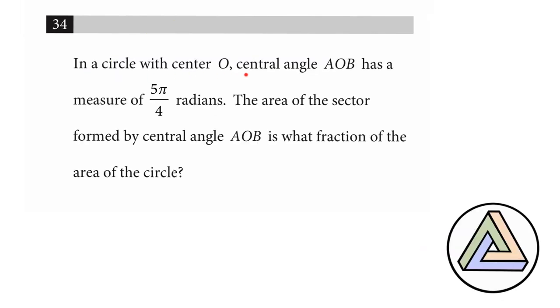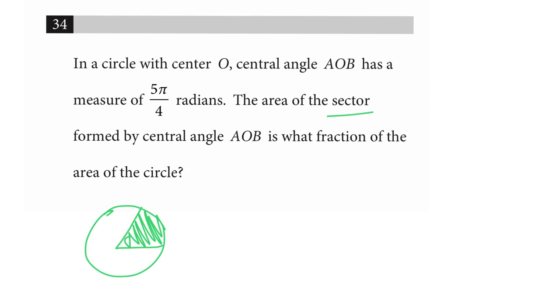In a circle with center O, central angle AOB has a measure of 5 pi over 4 radians. The area of the sector formed by the central angle is what fraction of the area of the circle? Well, okay, sector. What is a sector? A sector is basically this pizza pie slice right here. Notice how it's a piece of the whole area, right? This sector area is a part of the whole area.